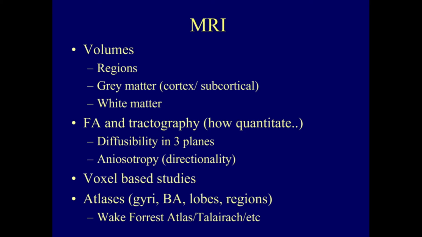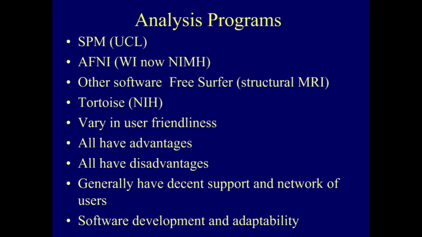These often require atlases. They can be based on gyri. They can be based on Brodmann's areas, lobes, or regions. The commonly used atlases include the Wake Forest Atlas, the Talairach Atlas, and so forth. And they do not all agree on some elements and details.